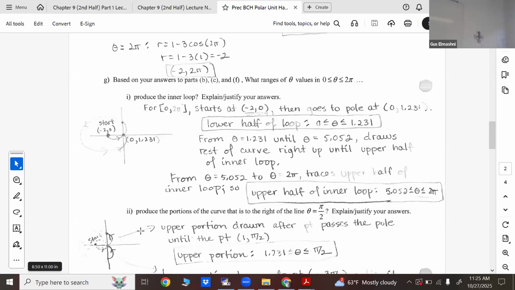Then it did this little gap again, and by the time we got to the origin, or pole, what it's called, then we finished off the top half of the inner loop. And that's why it's 5.05 and 2 pi for the top half.